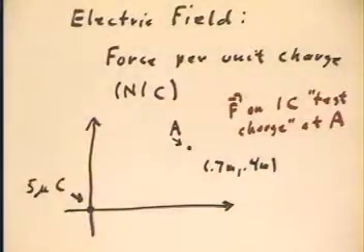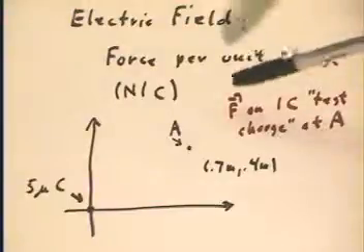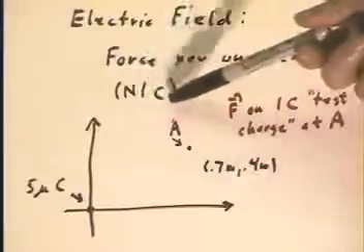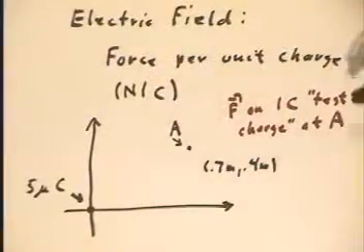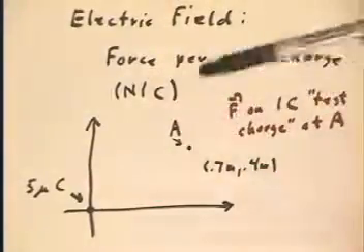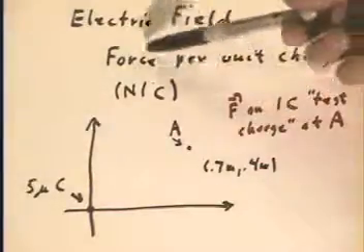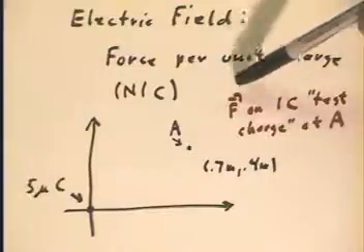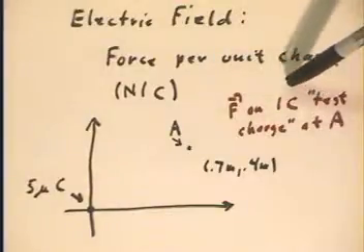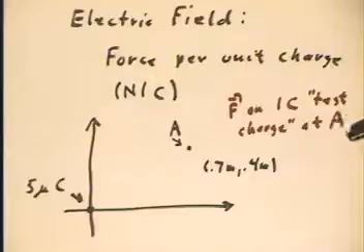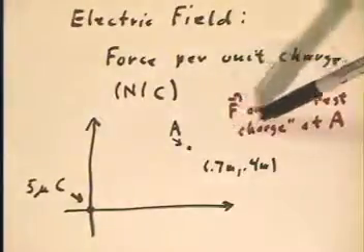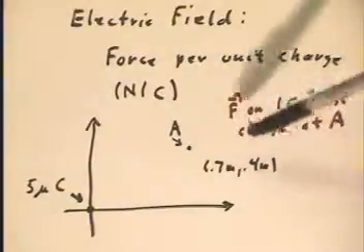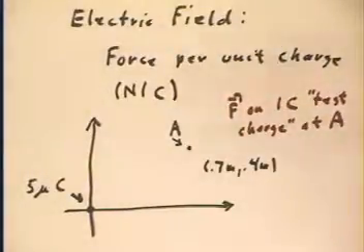Reinforcing again the concept of electric field. Electric field is the force per unit charge, the number of newtons per coulomb, on a hypothetical test charge located at position A. That is, the electric field at position A is the vector force per 1 coulomb test charge at A. So we calculate the force on a 1 coulomb test charge, and then we divide that force by 1 coulomb, and we get the electric field.